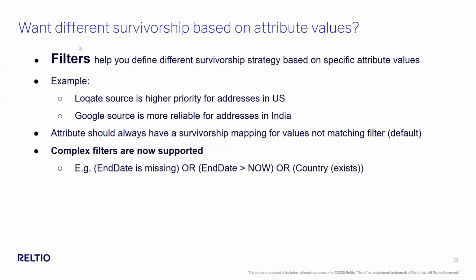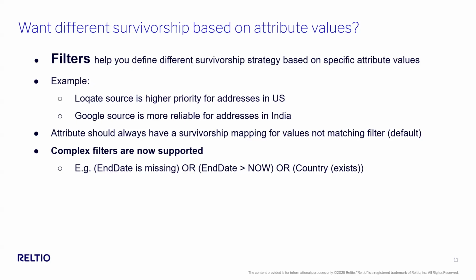So this was fallback, and the other problem that we are trying to solve through the survivorship is to support filters. Now, assume that you want your survivorship to be dependent on the values of the attribute. For example, if the address is in US, you think Locate provides better quality addresses or better verification. So you have a crosswalk that runs the verification through Locate and provides the data. Now, for addresses in India, maybe Locate doesn't do such a good job, but Google Maps API does a better job. So maybe you have another source that runs India addresses through Google Maps and then loads the data into Reltio.